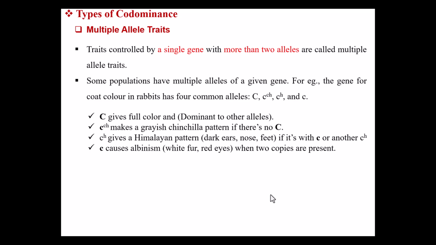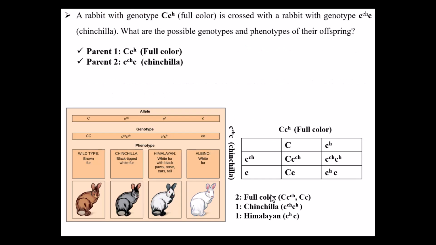See, in the previous slide, we said that C Himalaya is dominant over C lowercase. So in this case, C chinchilla is dominant over C lowercase. It will be a chinchilla color. What are the possible genotype and phenotype of their offspring?